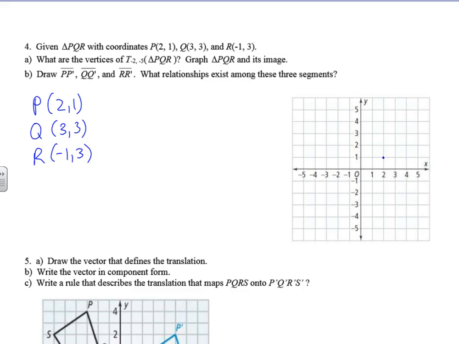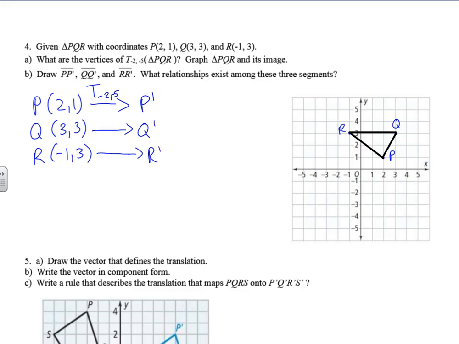I'm going to go ahead and plot this triangle. So I've got P, Q is 3, 3, R is -1, 3. All right, so I'm going to use a straight edge and connect these. Here's my triangle. Now I'm going to draw an arrow and write my rule up here at the top: -2, -5. So I'm going to go left 2, down 5.